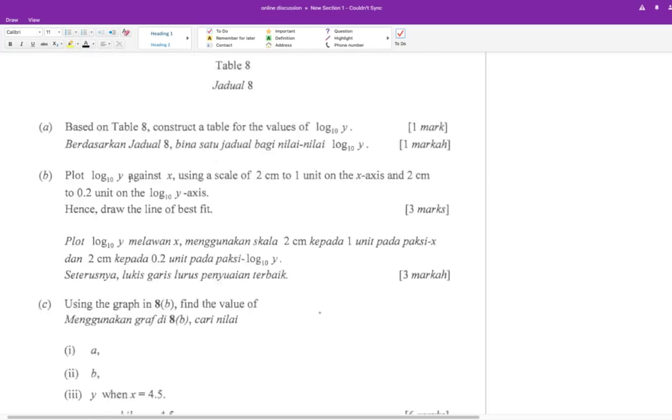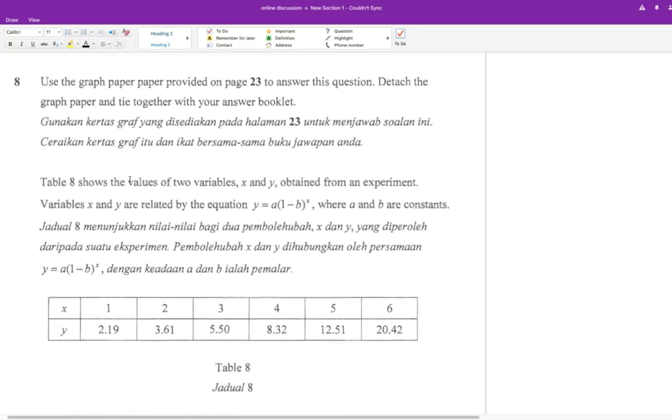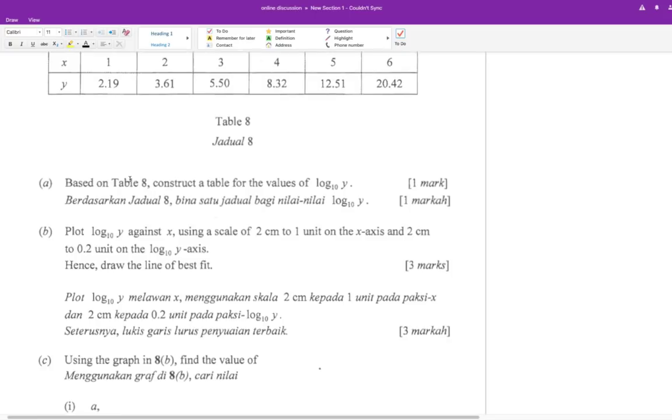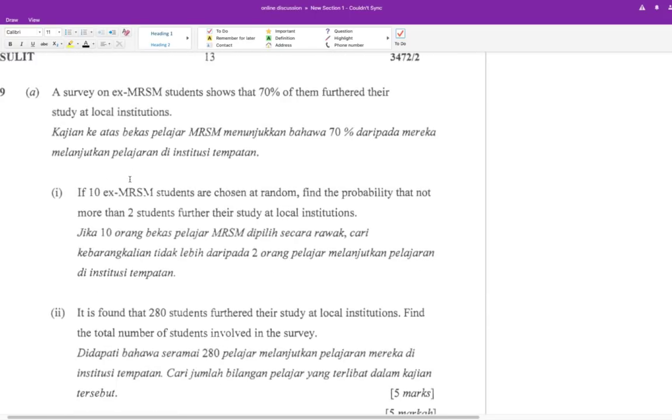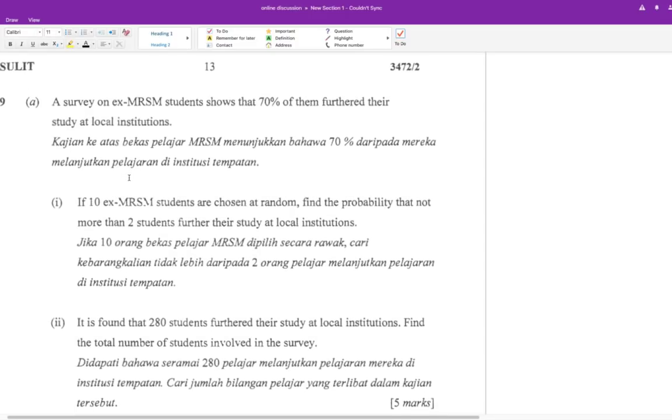Okay, this is a linear law question. I will skip it first because I will need to use graph paper. I will come back to this one later. Then we go to question number 9 here.